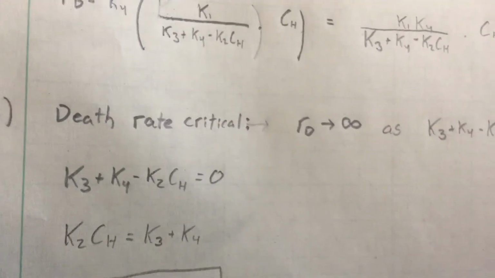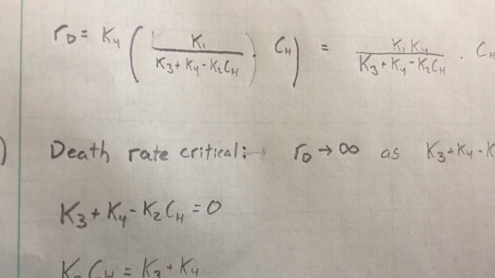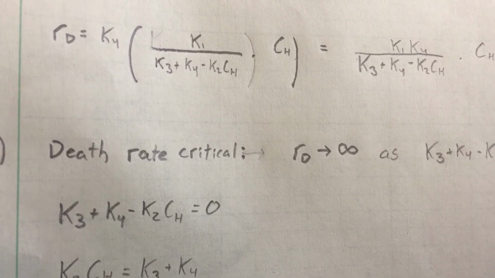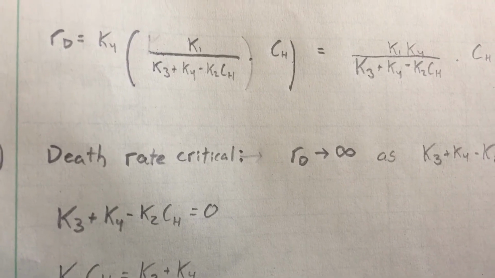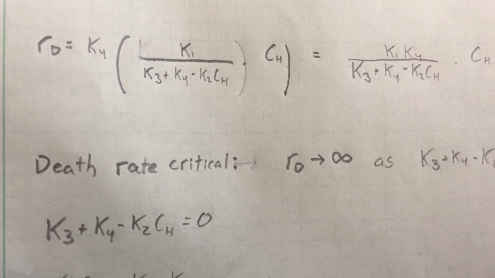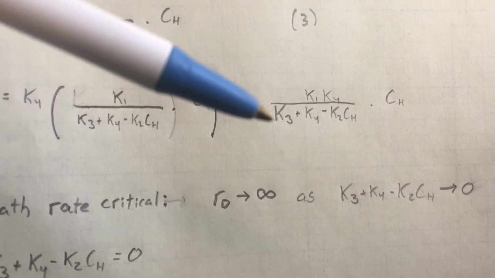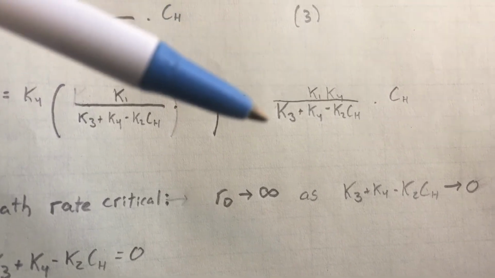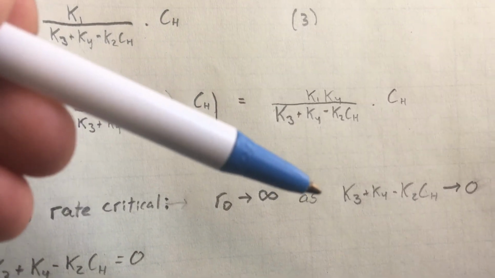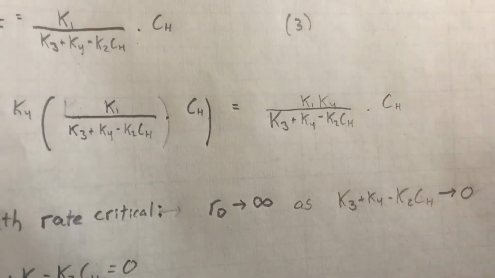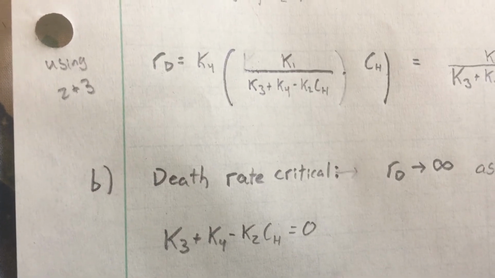Part B, a little bit of a thought experiment. It's going to ask us when will the death rate go critical, and I assume that to mean that the rate of death would explode, it would go towards infinity, it would get so large that we couldn't handle it, and that's essentially going to happen when this denominator here gets very, very small. A number over a very small number goes to infinity, so we're going to say what happens when this denominator goes to 0.